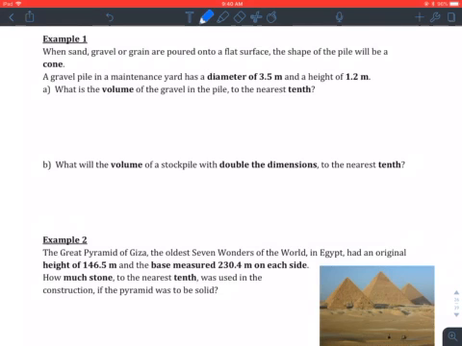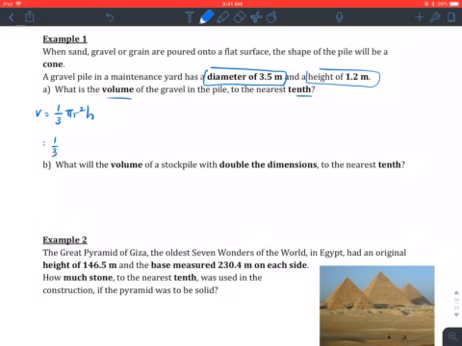So example 1 says, when sand, gravel, or grain are poured onto a flat surface, the shape of the pile will be a cone. A gravel pile in a maintenance yard has a diameter of 3.5 meters and a height of 1.2. What's the volume of the gravel in that pile to the nearest tenth? So basically what we're being asked is to find the volume of that cone. And the formula for volume of a cone is 1/3 pi r squared times h.